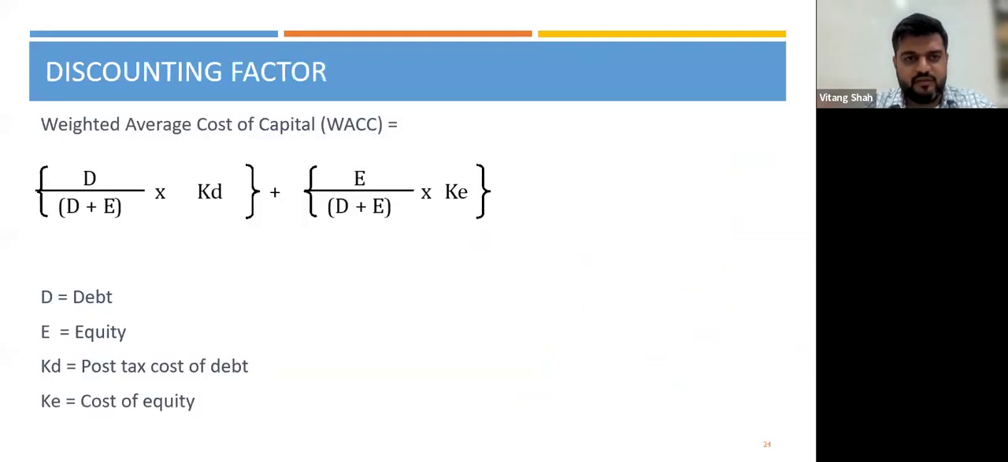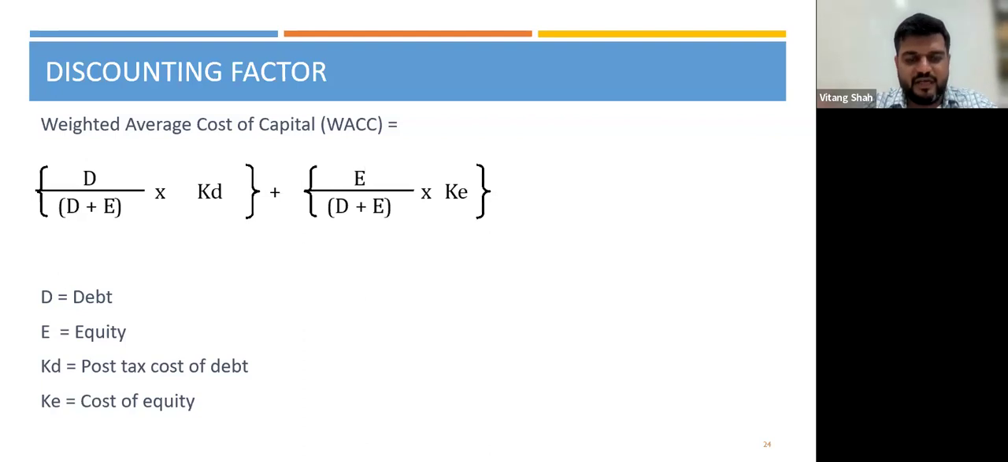How do you determine the weighted average cost of capital? So weighted average cost of capital is nothing but the cost of debt and the cost of equity weighted according to the capital structure mix of the company. KD refers to the cost of debt, which is nothing but the weighted average rate at which the company borrows debt. That could be, today, maybe 9 to 10%.